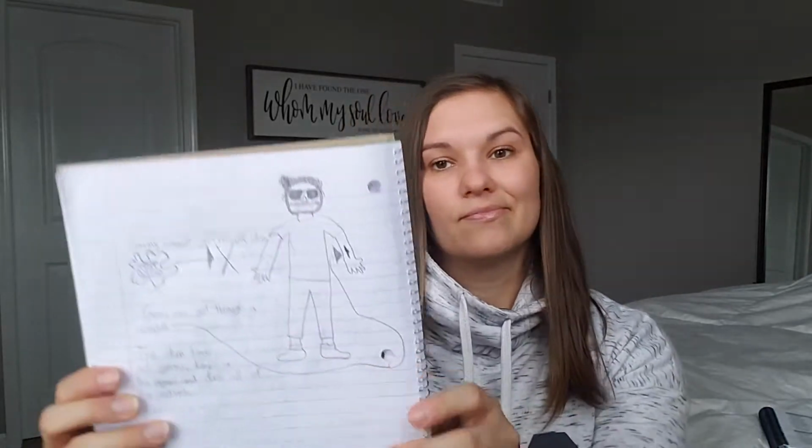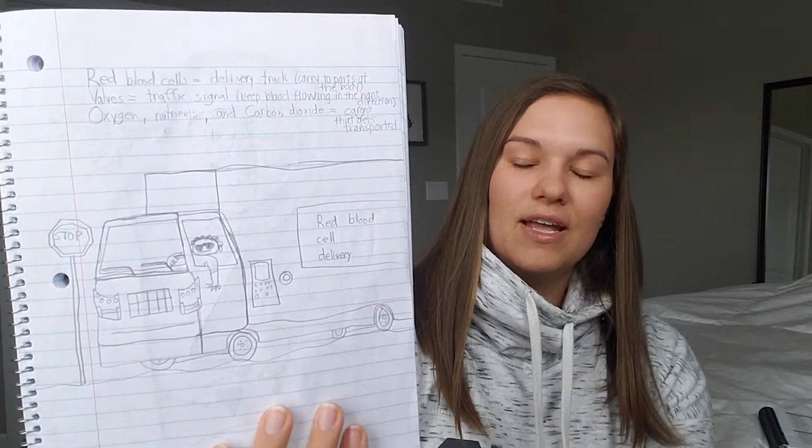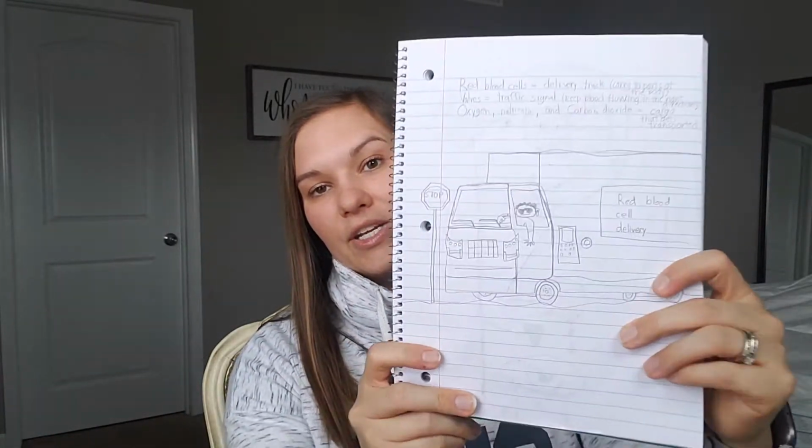It's nothing super fancy. Here we were learning about germs. Here's about the different blood cells, and there was a story in there of how red blood cells were kind of like a delivery truck, and valves are like a traffic signal, and the oxygen, nutrients, and carbon dioxide are like the cargo that gets transported in your delivery truck. So those were the kind of things that stuck out. So that was what he drew and what he wrote about.